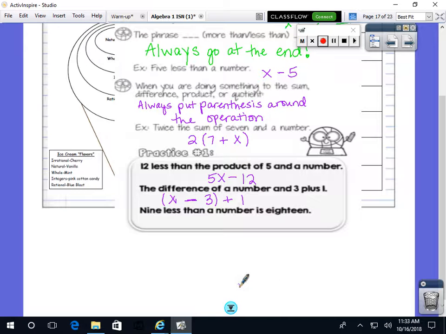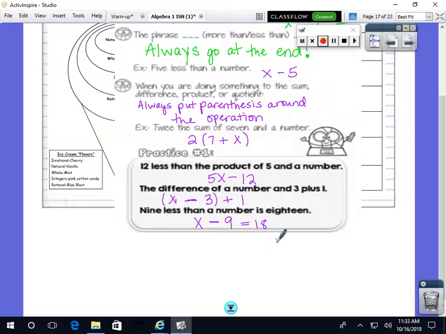All right, 9 less than a number is 18. How do we write 9 less? Minus 9 and then the number. Because you got to know what the 9 is less than, so the number comes first. Remember, that was the first hint up top. If the phrase has more than or less than, the number will always go at the end. Because you got to know what it's more or less than, so the number has to be in the front. Equals 18 is what is 18 means.